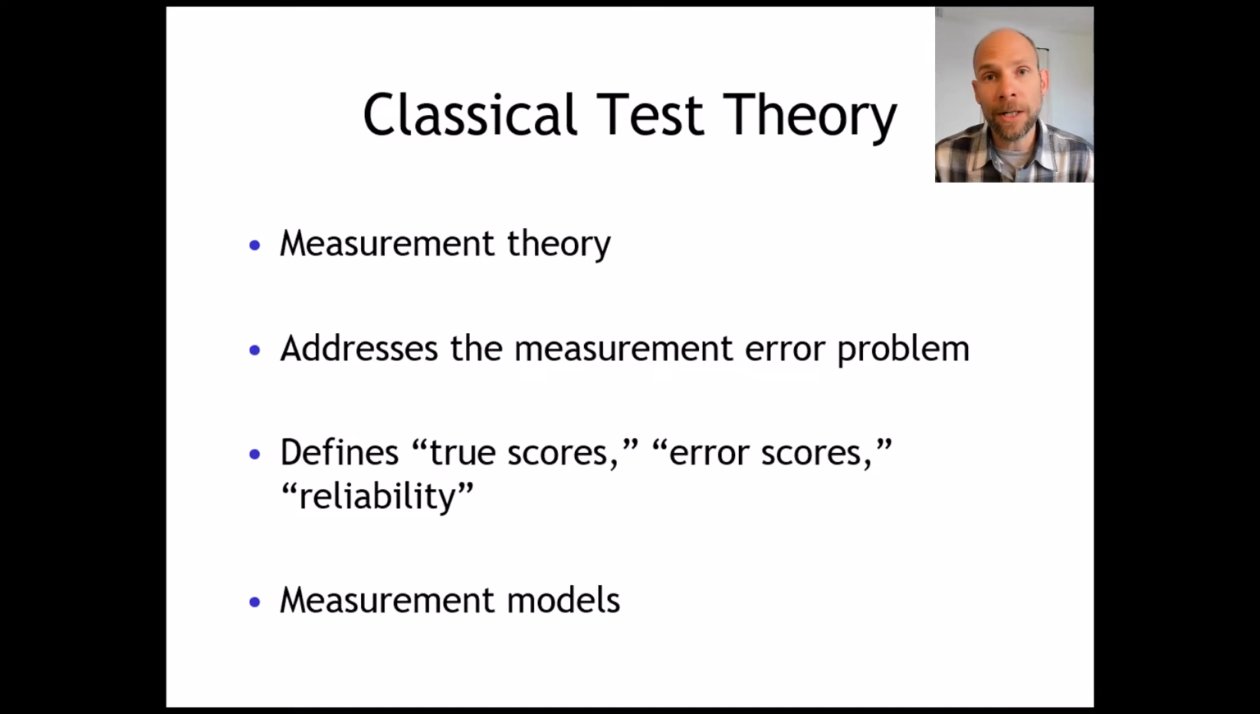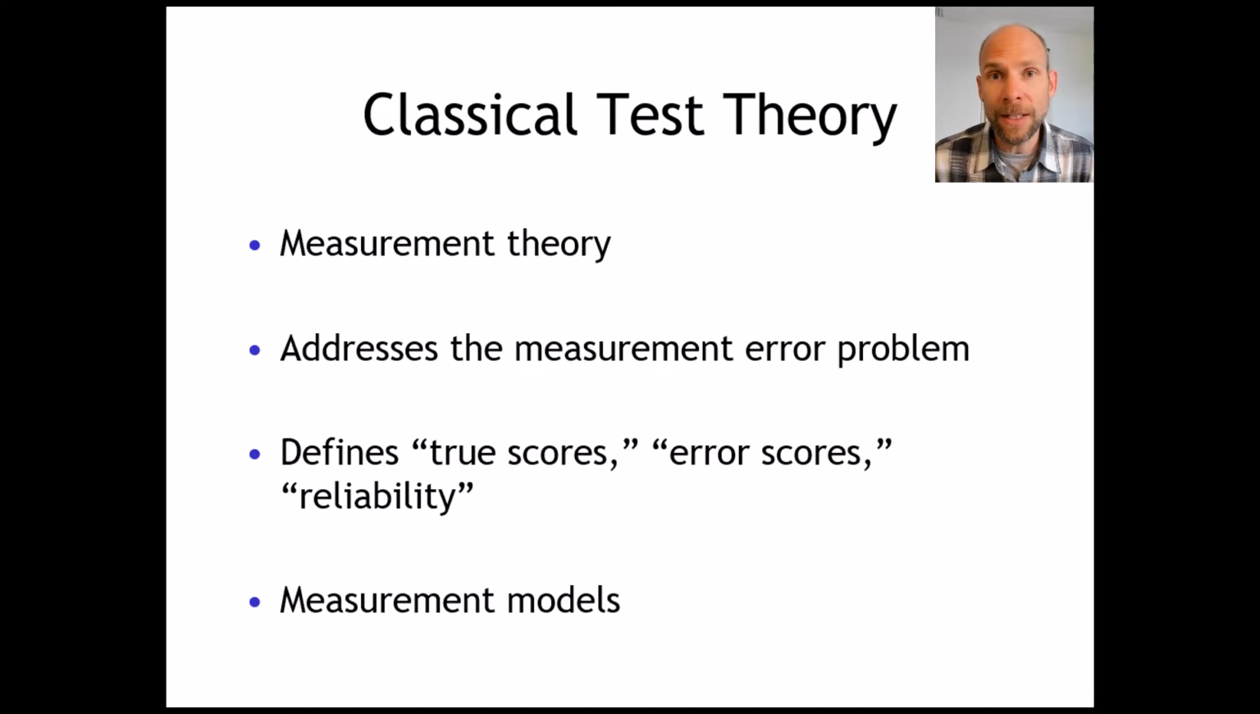So the measurement models are a vehicle to obtain, for example, an estimate of the true score variance and of the error variance for a given test. And then based on those variance components, as we will see, we can define a reliability coefficient. So that's in a nutshell pretty much what classical test theory does.